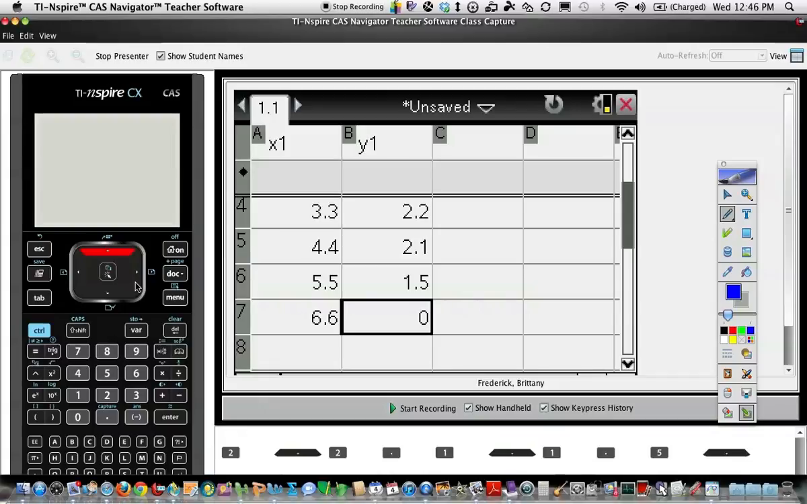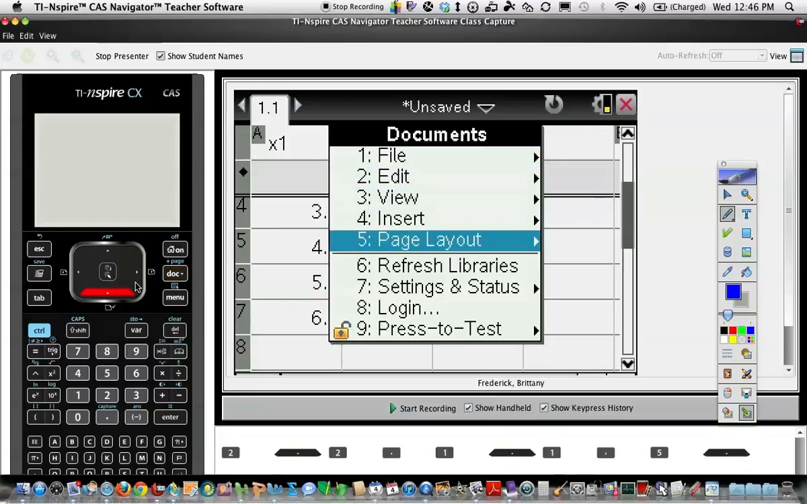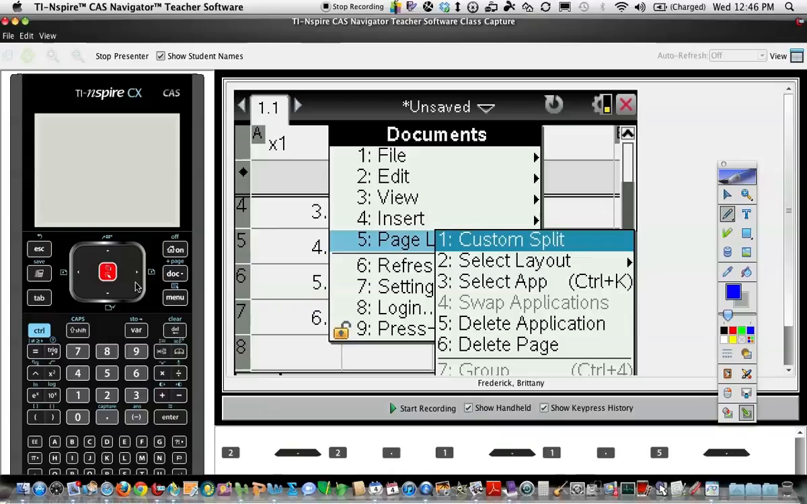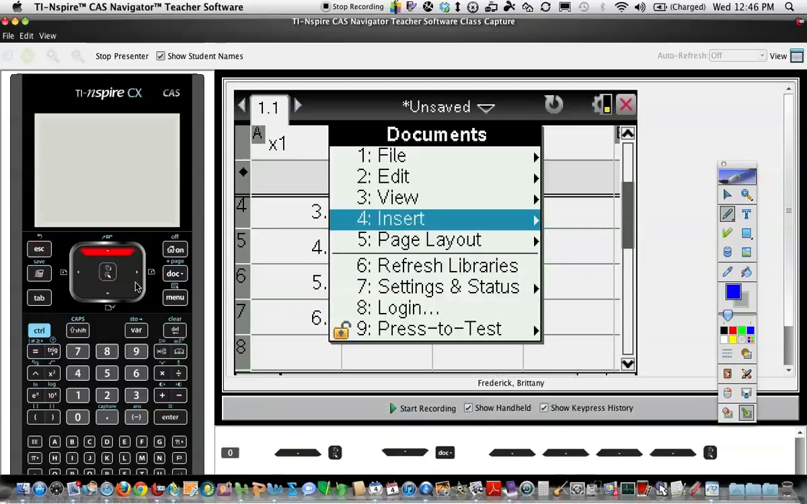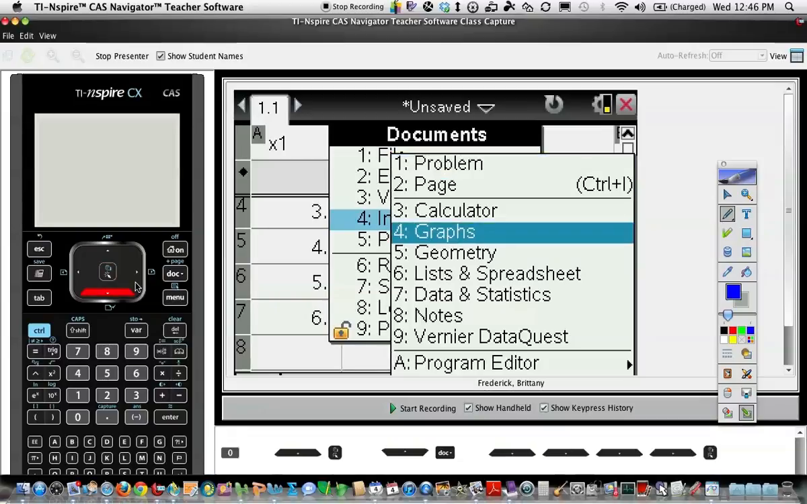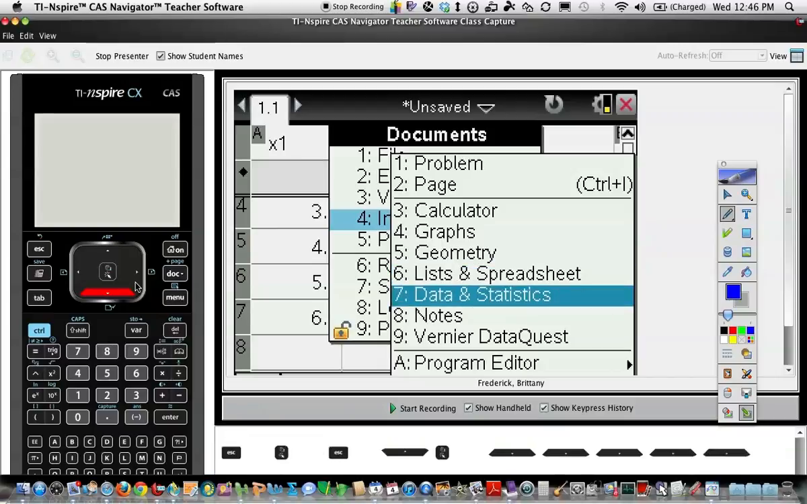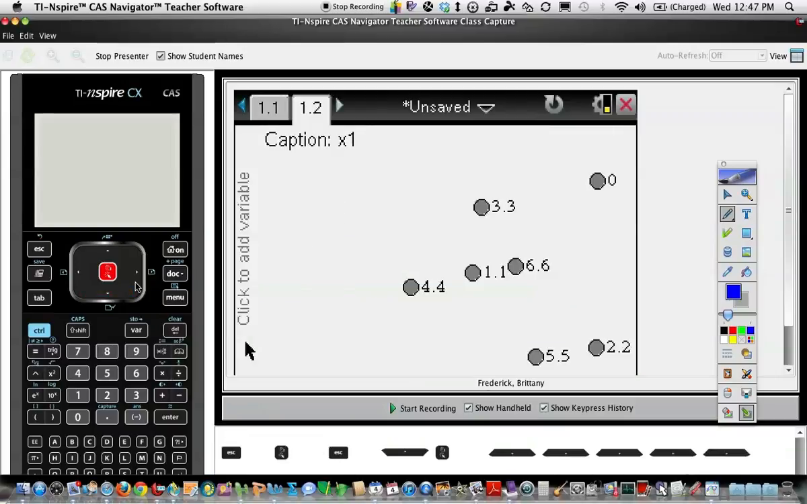So go to the document button and go to, I don't know what, page layout? No. Insert. There we go. Insert a data and statistics page. We could have gone control document just to add a new page real quick. But what this does is adds a new page. Now look, there's those dots.